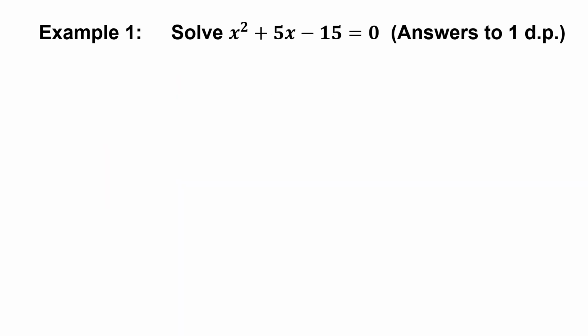So let's go through a few examples to see how this actually works in practice. So our first example, we have x squared plus 5x minus 15 equals 0. And we want our answers to one decimal place. So the first thing we're going to do is work out what our values of a, b, and c are. So in this particular case, there is nothing before the x squared term, so we can just say that a is equal to 1. Our x term has a 5 in front of it, so b equals 5, and our c term on the end is minus 15.